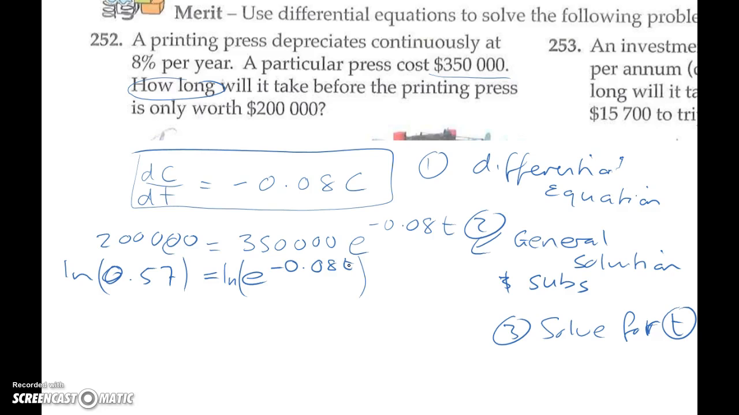So the natural log of 0.57 is negative 0.56. Again, I'm going to keep that value in my calculator and just round it as I write it here. And that will give me negative 0.08t. I now need to divide by negative 0.08, and I get 6.995. So actually, it's going to be 7 years is equal to the time that I'm expecting.